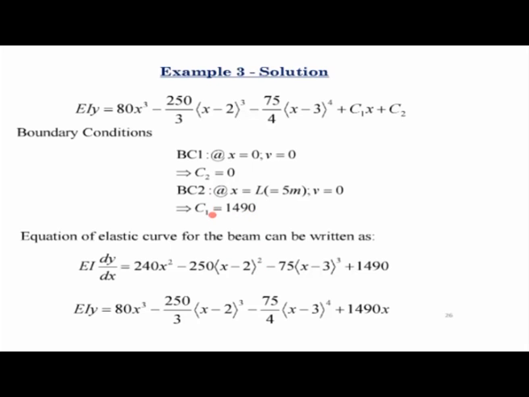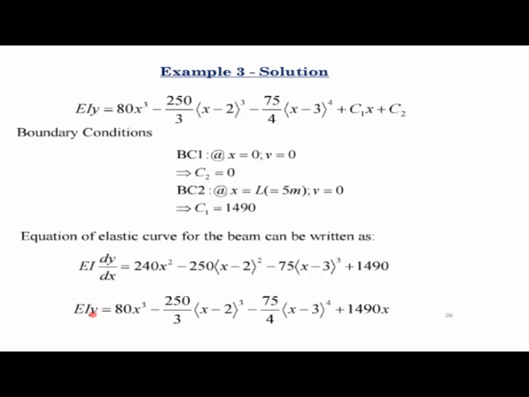So next thing you do, just like in the double integration method, you put these values back into this equation. So if you put those values back here, this is what you will get. EI dv/dx is equal to 240 x square minus 250 x minus 2 whole square minus 75 x minus 3 cube. Again, these are singularity functions, just keep it in mind. Again, there's a typing error here. This should be minus 1490.